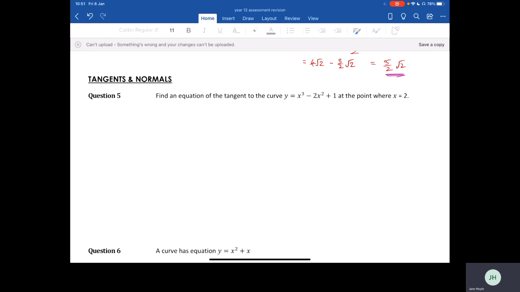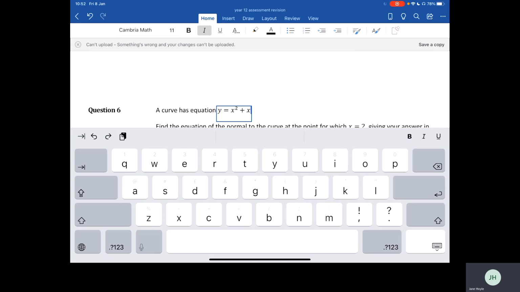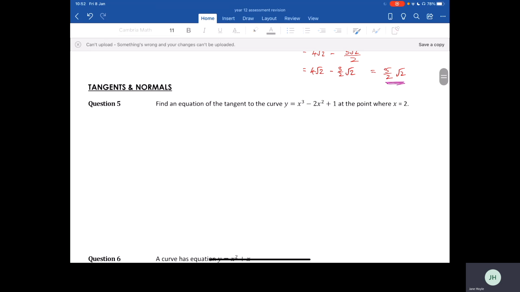So the curve itself has vanished. Where is it? Up here. So we've got, why can't I get my pen back?